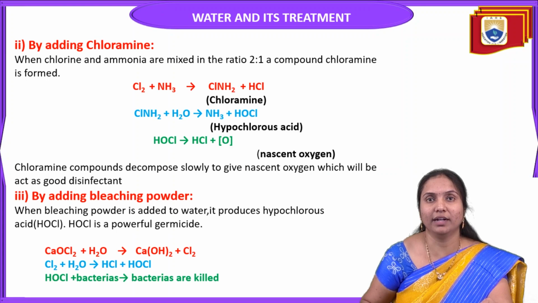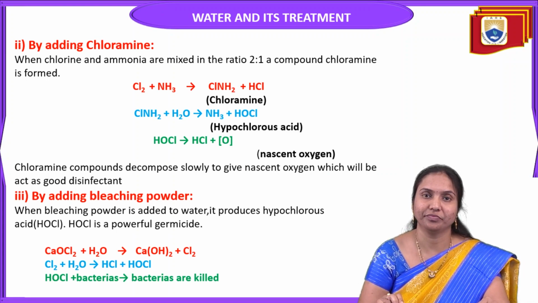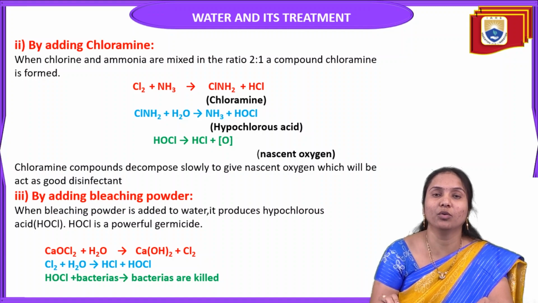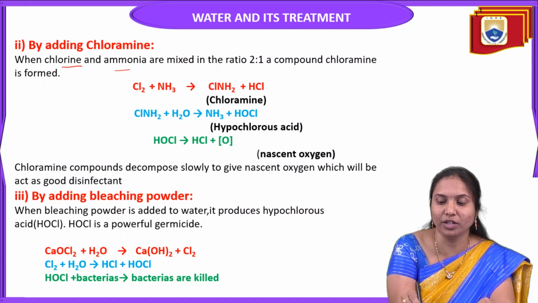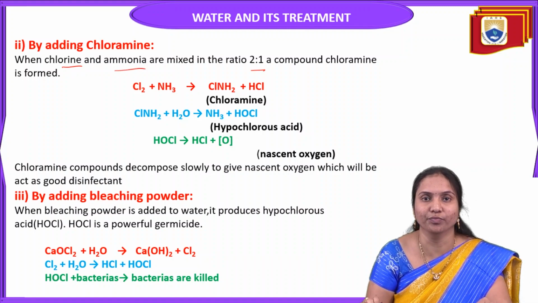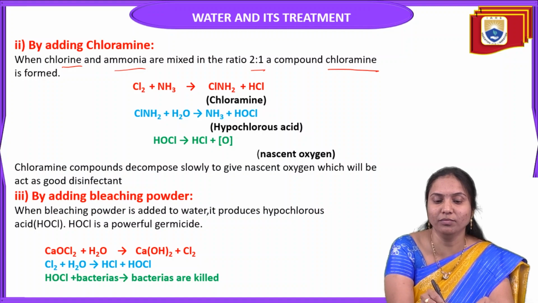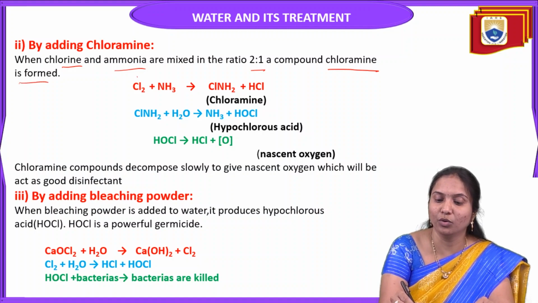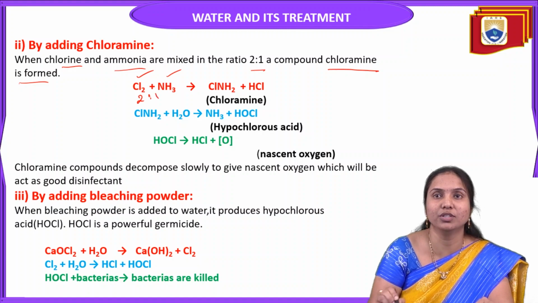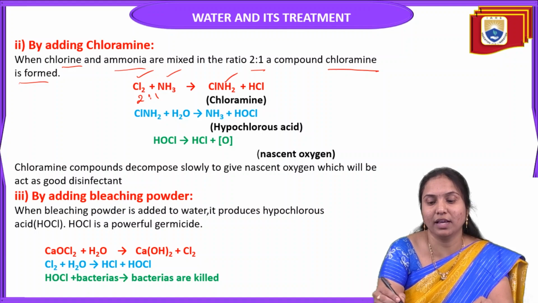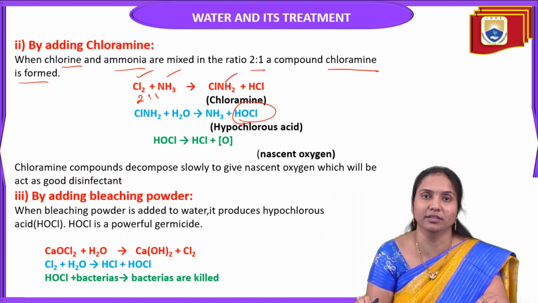For example, chlorine added in the form of a chloramine combination. Here chlorine and ammonia are taken in a 2:1 ratio. In this case, it forms chloramine. This chloramine reacts with water, then produces ammonia and the main product, hypochlorous acid.